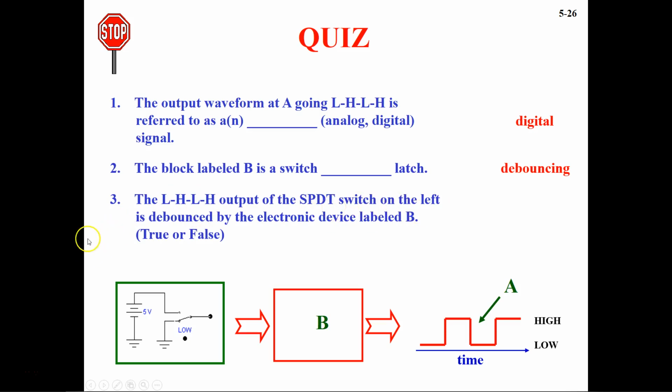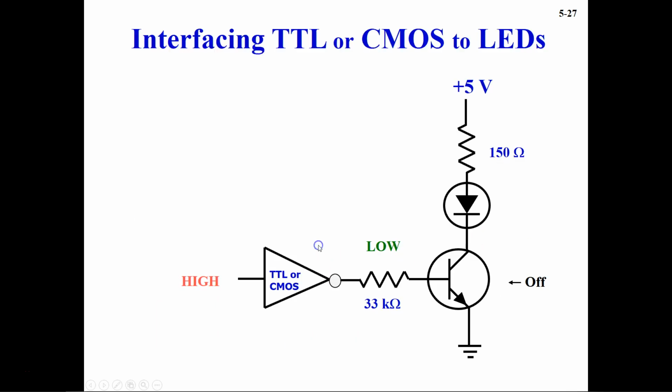On the left is the debounce. So this SPDT it is talking about is debounced by the electronic device B. Is this condition true or false? So this is true, because this mechanical switch is connected to the debouncing circuit, so the signal is going to be debounced. So that's why the answer is true.